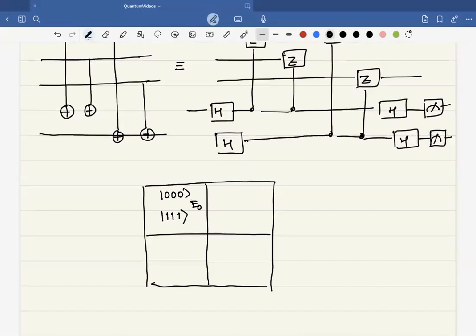E1 will be if an error occurs on the first qubit. So this will be 0, 1, 1. So this is my error space where the error occurs. So E0 will get rotated onto E1 if an error occurs on the first qubit. And then we have E2 if the error occurs on the second qubit, which is 1, 0. So this is the span of this vector, E2. And then we have E3, which is the error occurring on the third qubit.